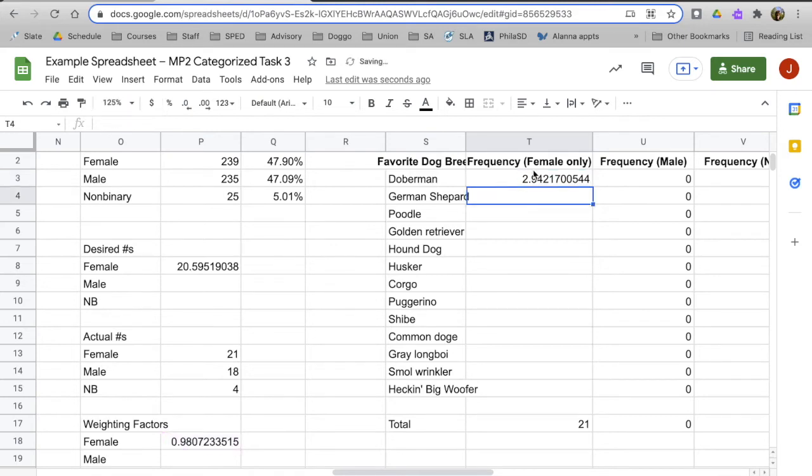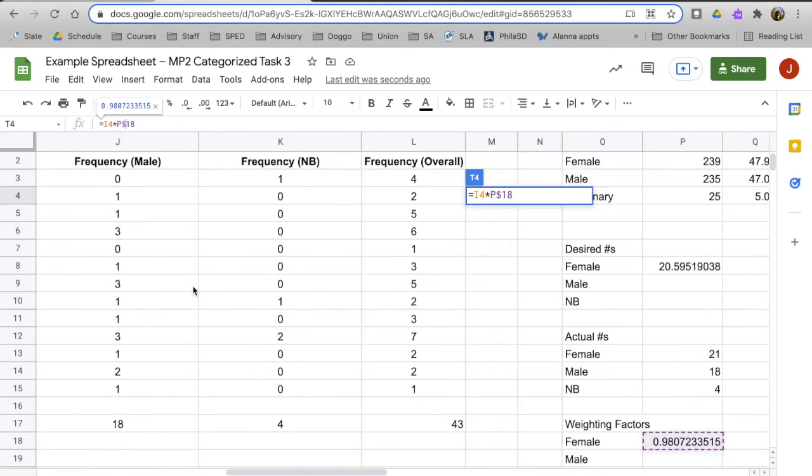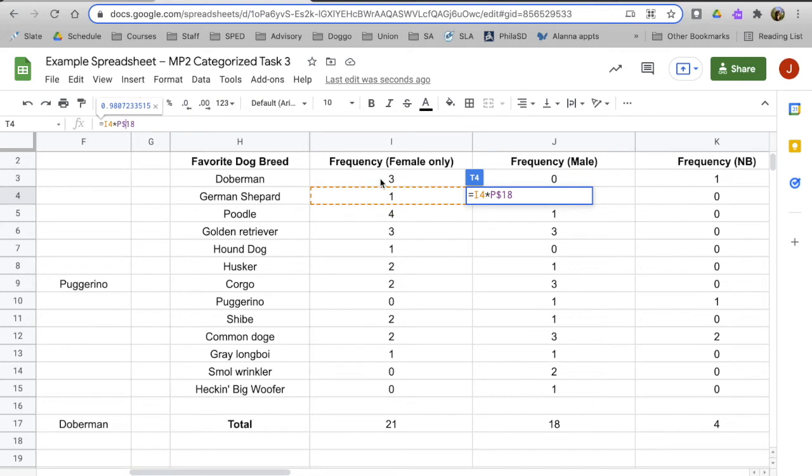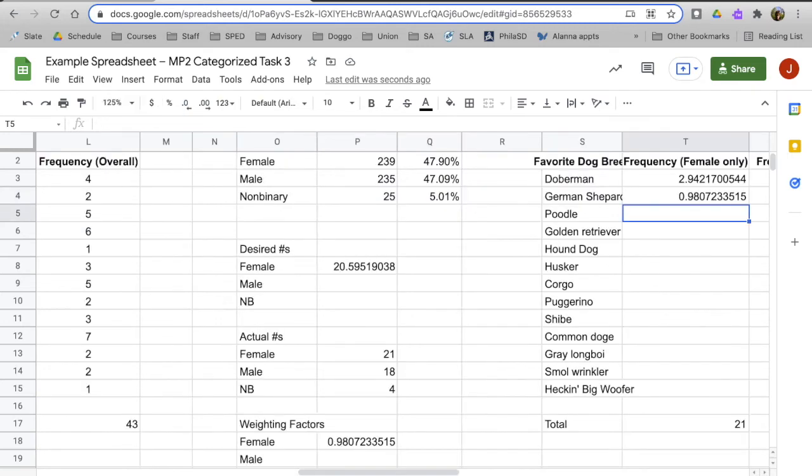So when we fill down for the next row, you can see now it's still going to look at the female weighting factor. So it's still getting the right weighting factor. However, now it's not looking at the Doberman row from the original table. It's looking at the German Shepherd row. So we're letting the 3 go down to 4 and then 5 and then 6, but we're not letting this 18 change. That's what the dollar sign's all about.